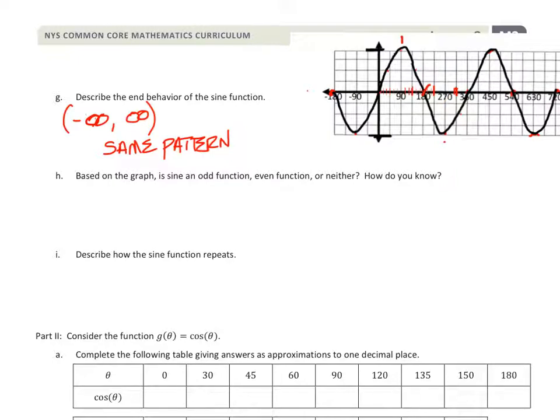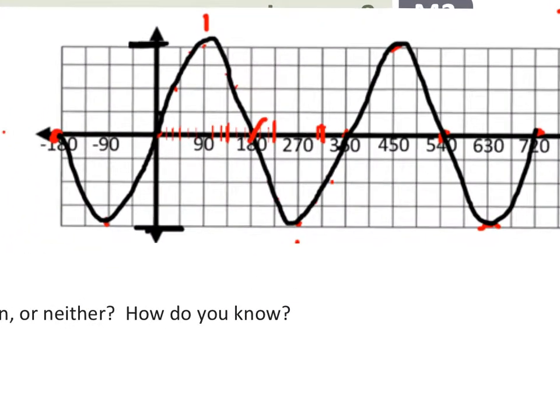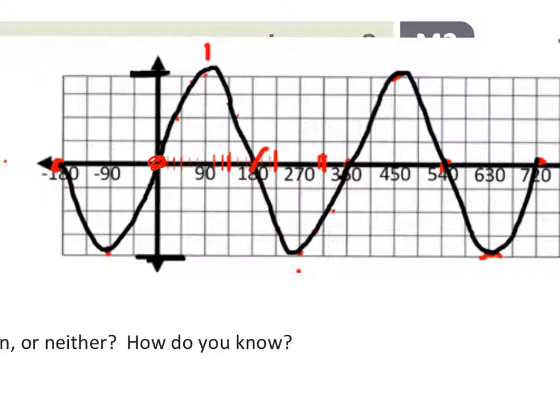Based on the graph, is sine an odd function, even function, or neither? Who says odd? You say odd? Anybody say even? Okay, he says even. Anybody say neither? All right, it is an odd function, and here is why. The reason why it's odd is because it starts at 0, and then it goes up, and you can see how it goes down, and it repeats the same pattern.